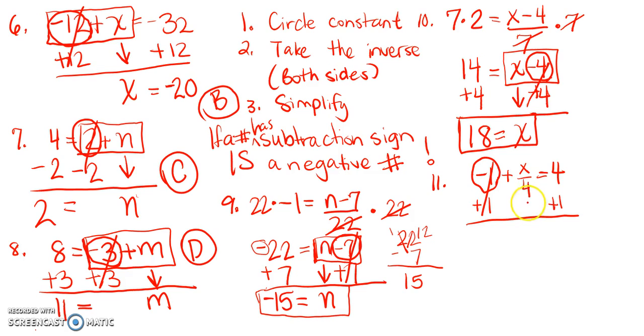That cancels out. And I bring down my x over 4. 4 plus 1 gives me a 5. And now this is something that I can solve. So I've got my denominator here. I'm going to multiply both sides by my denominator, which is 4. That 4 and that 4 cancel, and I have x equals 20. X equals 20, and this is number 11.